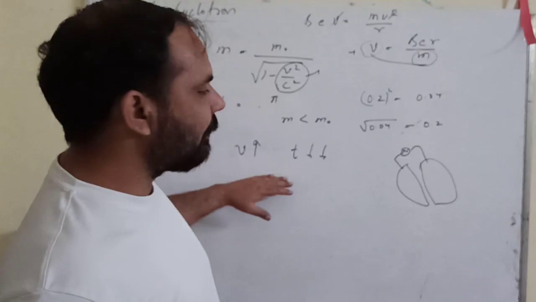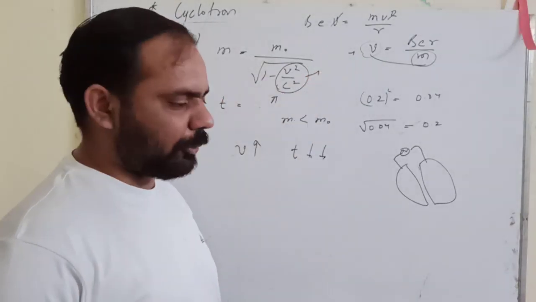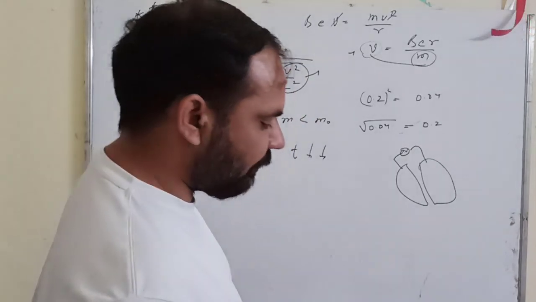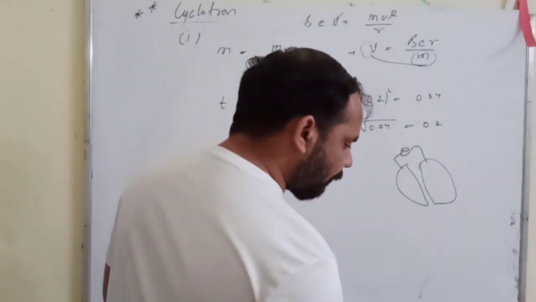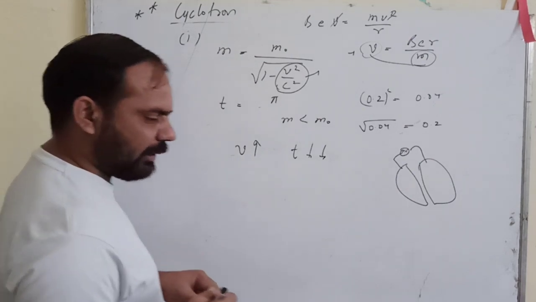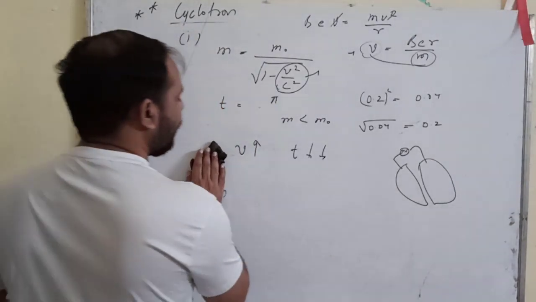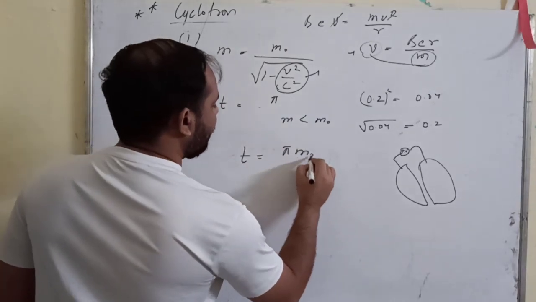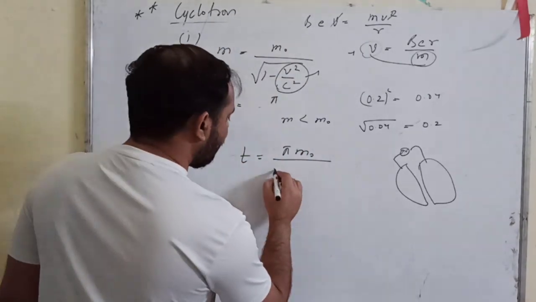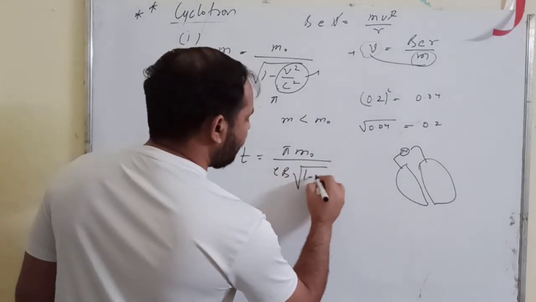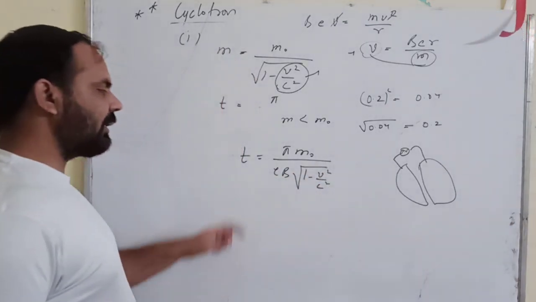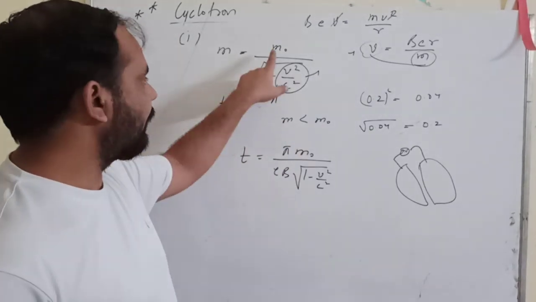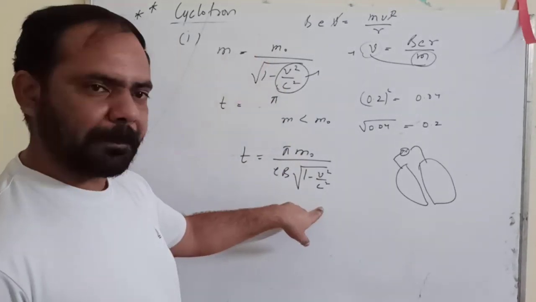So this is a problem that generally comes in the cyclotron. So how is this problem removed? We have this formula. How much will be the value of the time? It will be pi m naught upon E B under root 1 minus v square upon c square. It means the new expression for the time period should be this one, if we use this formula for m.